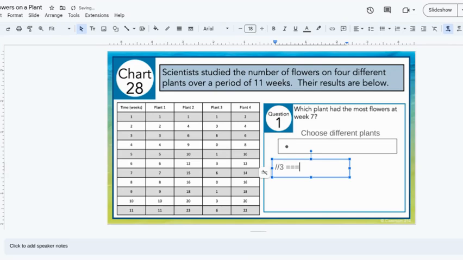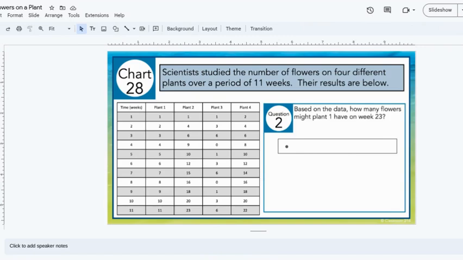Oh, wrong. I'm so sorry, guys. Number of flowers. Okay. Now we need to answer some questions. Which plant had the most flowers at week 7? Well, go to week 7 and pick the one that has the most. That's right here. That's plant 2. Okay, that's not too big.